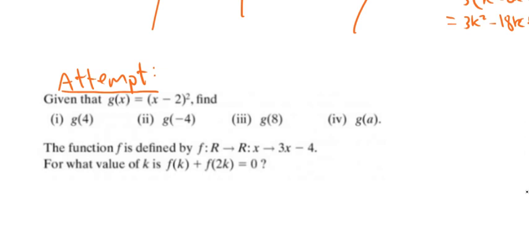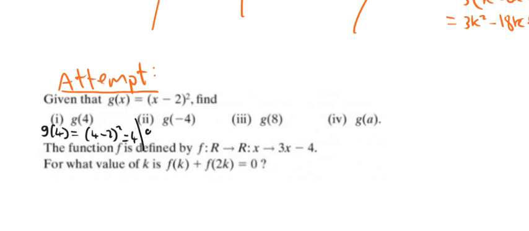Right, so first one here anyway, I mightn't have space for all of them, but it's g of 4. So g of 4 would be, you're just putting it in instead, so it's 4 minus 2 squared. So 4 minus 2 is 2, and 2 squared is 4. So the final answer for the first one is 4.